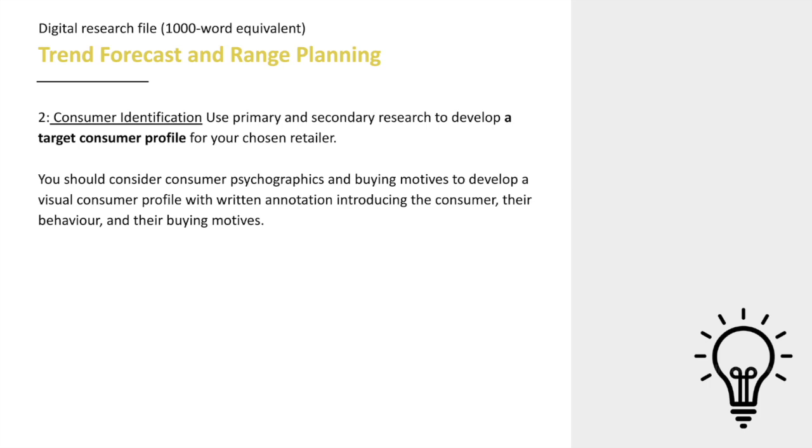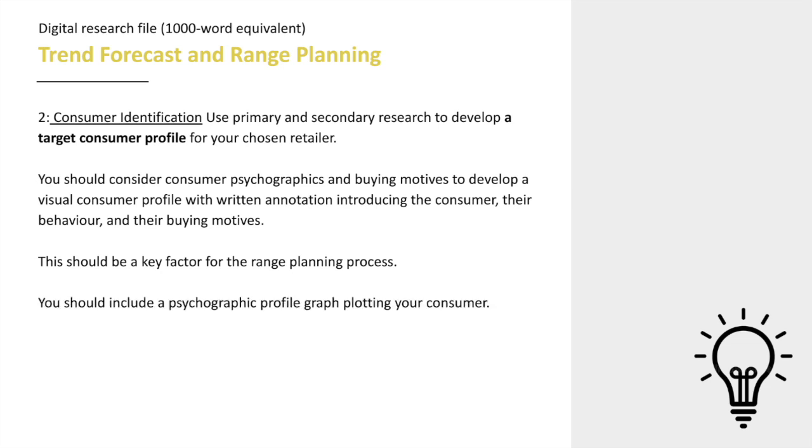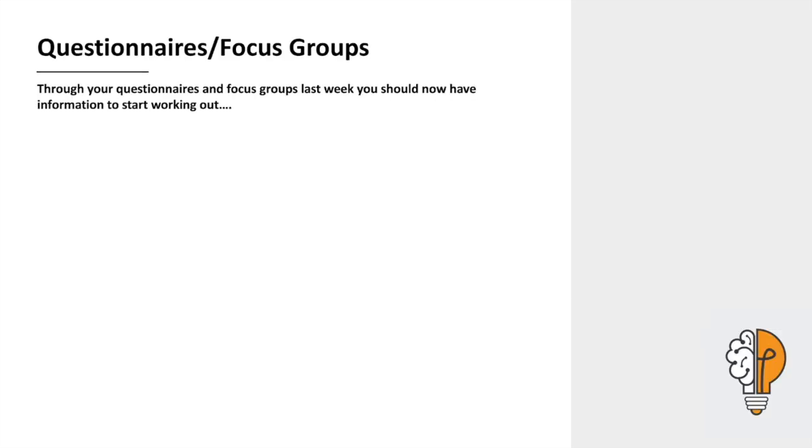So you should consider the consumer psychographics and buying motives to develop a visual consumer profile with some written annotation introducing your consumer that you've identified, their behaviour, and most importantly, their buying motives, what makes them buy. This should be a key factor for your range planning process. So once you understand who this consumer is, when you develop the range next week, it needs to be targeted at that consumer. So hopefully making them want to buy into it. Finally, you should include a psychographic profile graph, which I've got another lecture on, plotting your consumer on there, showing how quickly they adopt to trends.